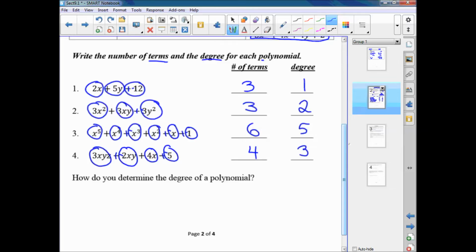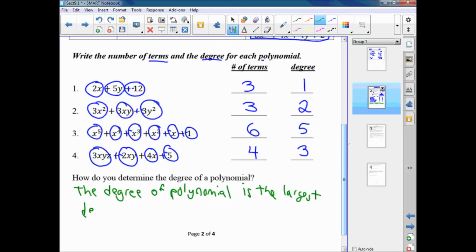Okay, welcome back. Hopefully you did some thought about this. Now here's how it works. How do you determine the degree of the polynomial? The degree of a polynomial is the largest degree of each of its terms. So we do each term separately, and then we look for the biggest number.